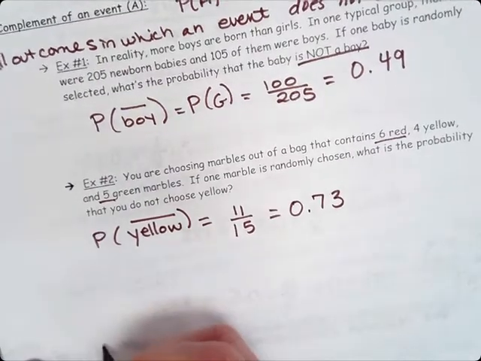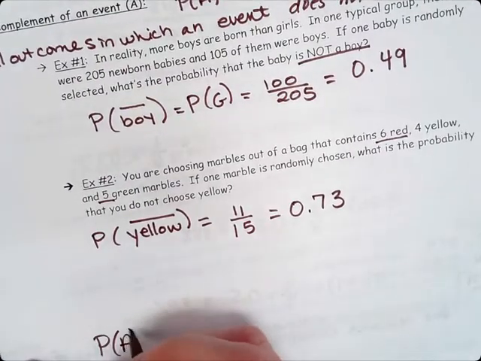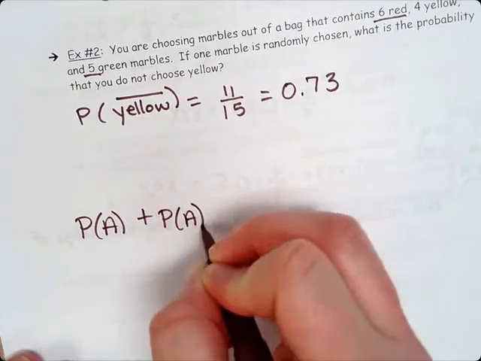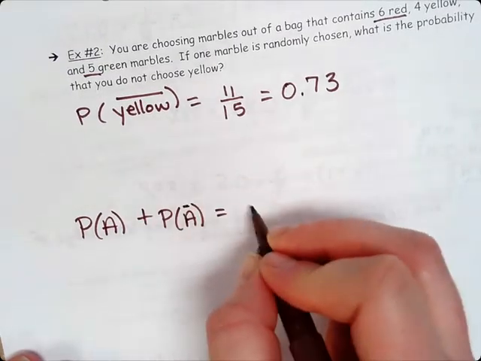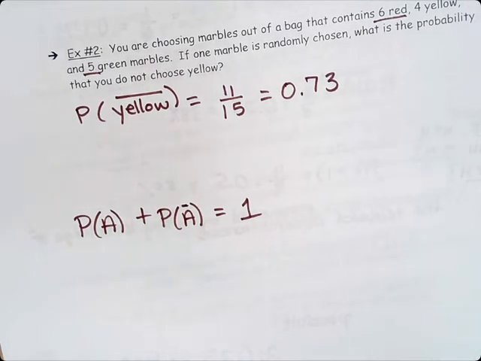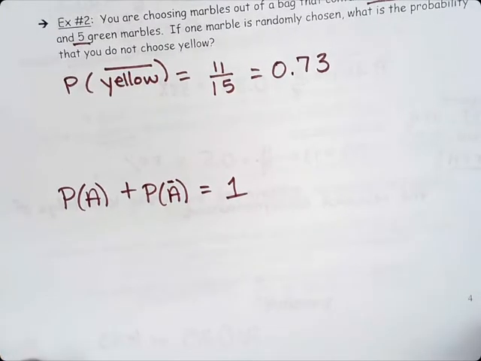Okay, real quick, let's write probability of event A happening plus the probability of A not happening equals 1. That is a relationship between a complement and its probability, of an event and its complement.